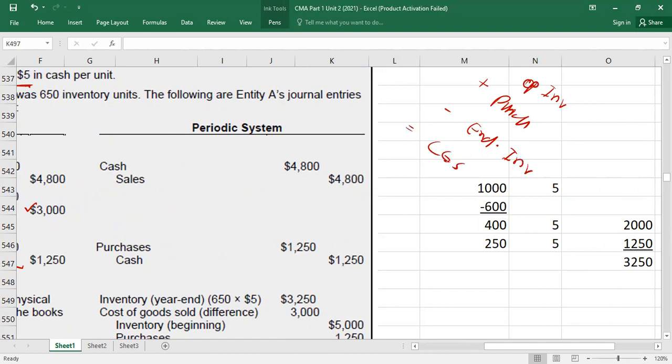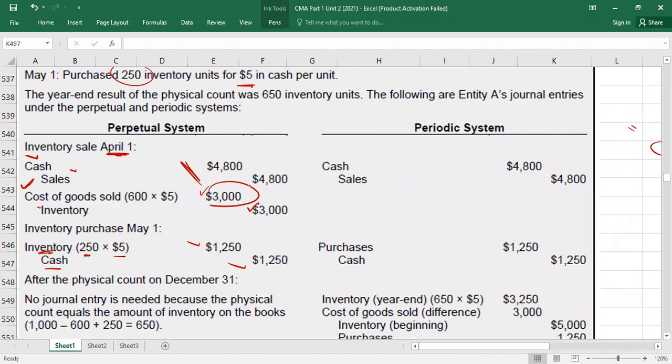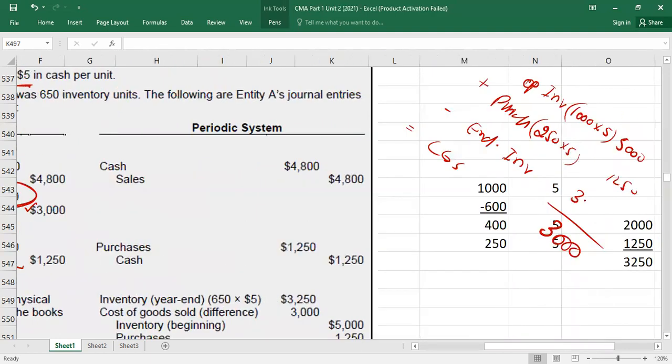Shortcut I'm explaining. Opening inventory, how many units do you have? 1,000 at $5. So it will give you how much? 5,000, plus purchases, you have 250 units at 5 each. It is 1250. Ending inventory I don't know. We can calculate, but cost of goods sold I know, which is 3,000. We have passed the entry here with 3,000. So automatically the difference, whatever it may be, maybe 3,250. I'm not sure, just check on your calculator.